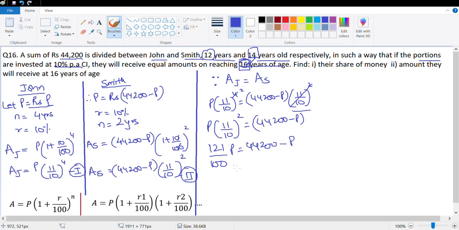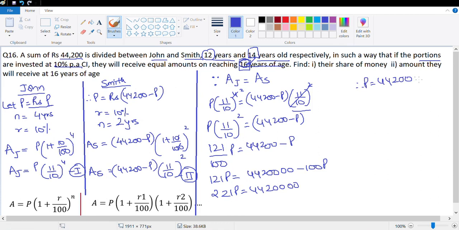Let's cross multiply. What I have is 121P is equal to 44,200 multiplied with 100, which means two more zeros, minus 100P. Let's take 100P on the other side. That's 121 plus 100, that's 221P is equal to 44,200 with two more zeros, which means P is equal to 44,200 with two more zeros upon 221. I think this will get divided by 2. For 221 into 2 is 442, and after that there are 4 zeros. 1, 2, 3, 4.